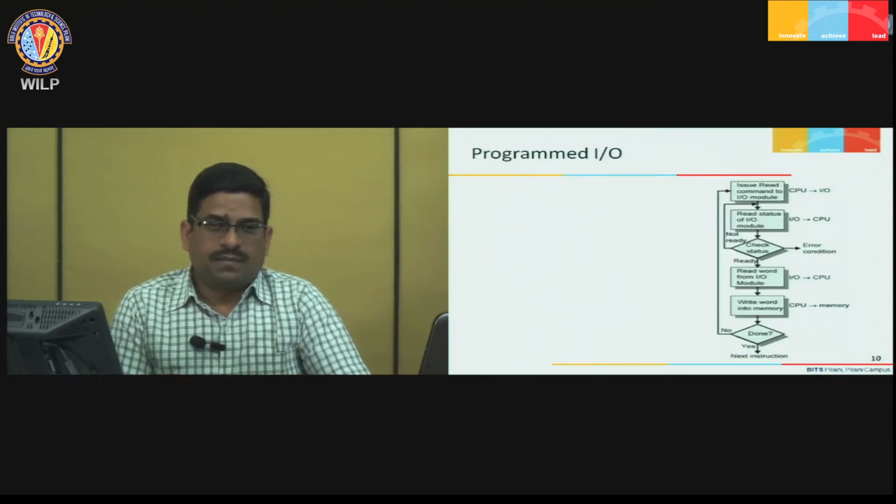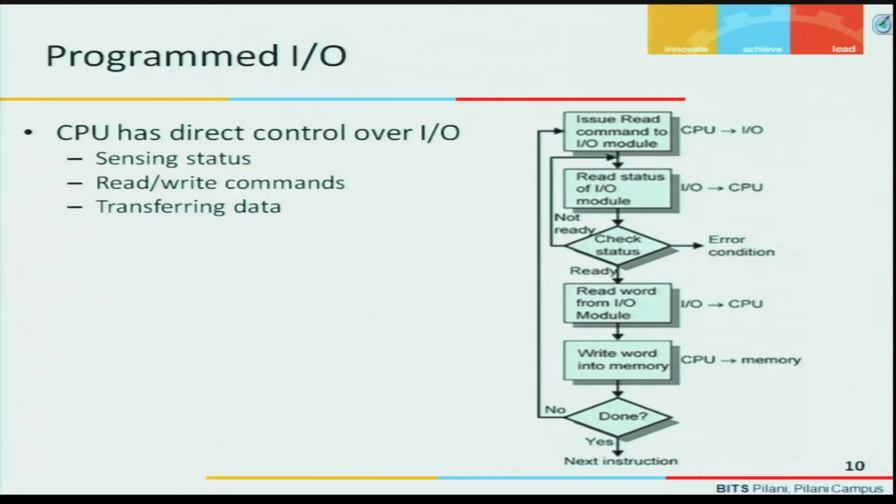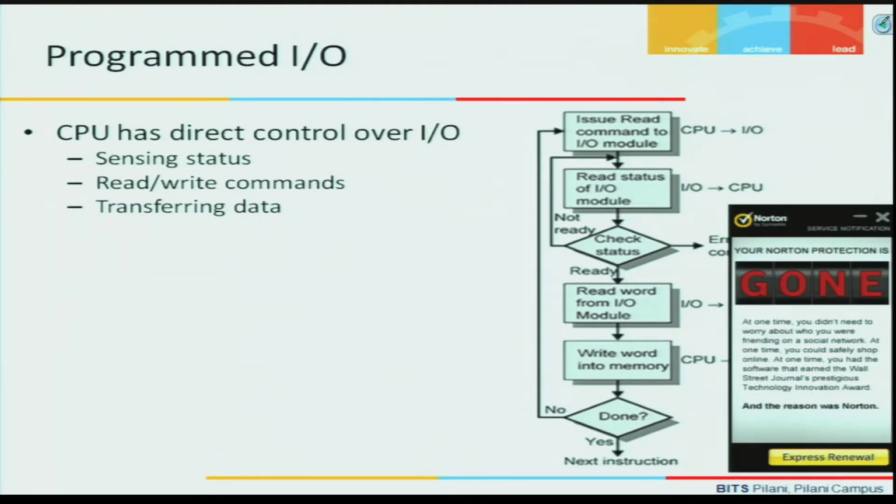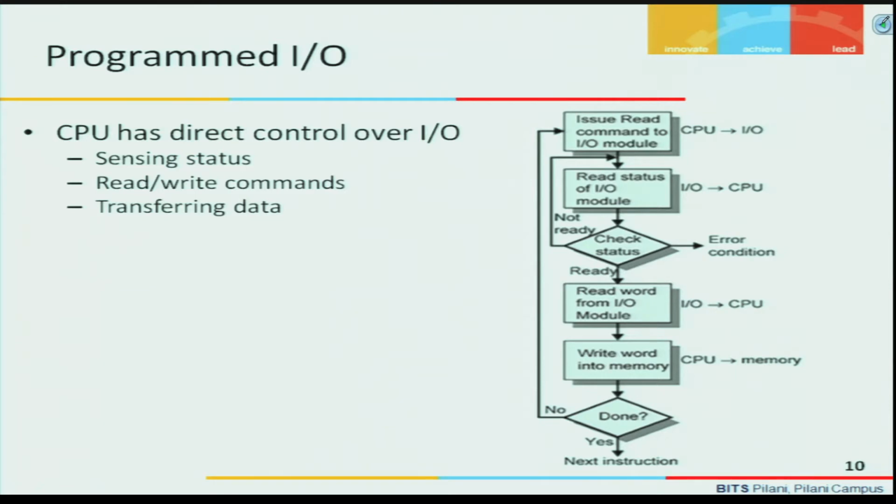So let's start with programmed I/O, how it works. In programmed I/O, the CPU has direct control over the input output devices. Definitely it is through the interface circuit only, but direct control in the sense of initiating the I/O operation, sensing the status, issuing the read write commands, and then finally transferring the data. Until this complete operation is over, the processor is actively engaged in the operation.